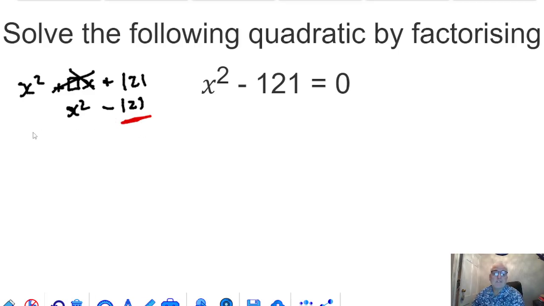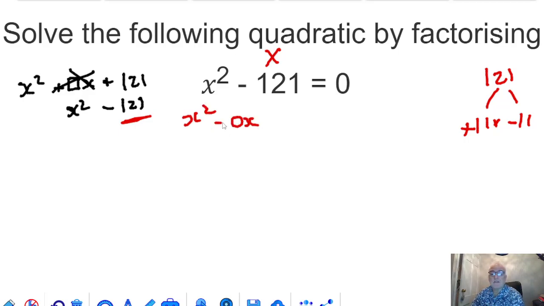Because we've got to have the same number to be able to cancel the x terms out in the middle. So if we're thinking about 121, well 11 times 11 gives me 121. The only time I can get a negative is if I do a positive multiplied by a negative to give me a negative answer there. So my constant is still finding the factor pair. My middle term is actually 0x. So I've got x squared minus 0x minus 121. That could be plus 0x as well.